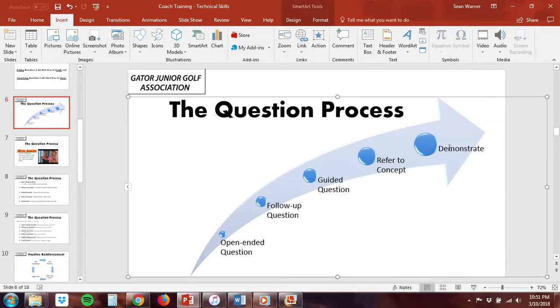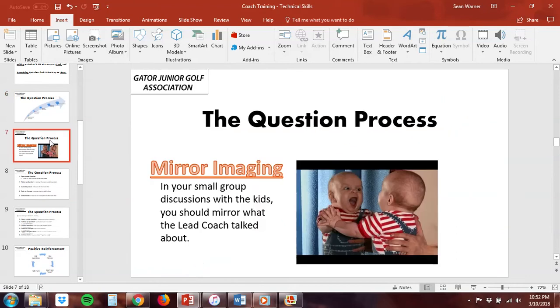And at the end, have them demonstrate. Show me a good Y, or show me a good grip. Always doing that. If they had a bad shot, tell them to take a practice swing to show you what they do want to do. That's this whole process, and it's very important to the learning.